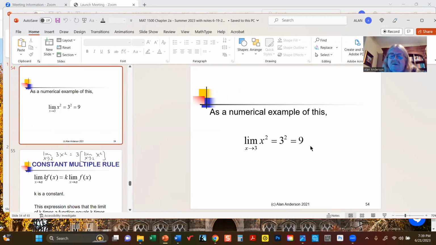Just like this one, the limit of x squared as x approaches 3 is simply equal to 9. And again, that's because this is not going to lead to division by 0. There's no discontinuities in this function. And so we can just directly substitute and we'll have our final answer.